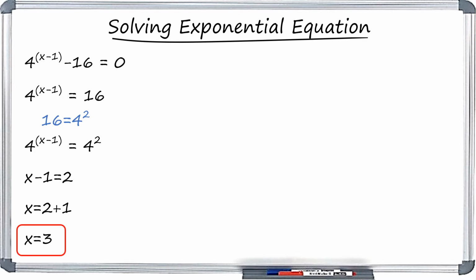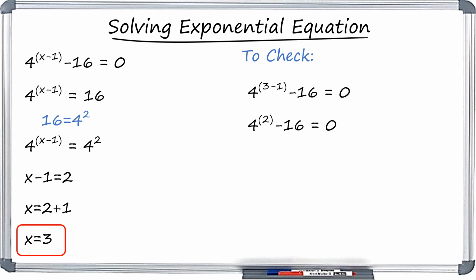Now to check, let us use our answer and substitute it in the given equation. We have to replace x by 3. So we have 4 raised to 3 minus 1, minus 16, is equal to 0. Simplifying our equation, we have 4 squared minus 16 is equal to 0. Then 4 squared is equal to 16, so we have 16 minus 16 is equal to 0, and 0 is equal to 0. So it means our answer is correct.